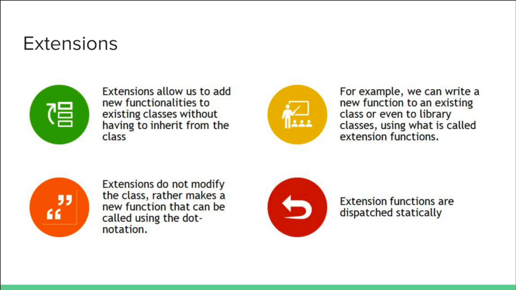For example, we can write a new function to an existing class or even to library classes using what is called extension functions. When we define an extension, we don't actually modify the class we extend, which means that the new members are not inserted into the class itself. Rather, we just make new functions that become callable using the dot notation on variables of this type. A very important note is that extension functions are dispatched statically. This means that the extension function being executed depends on the type of the expression on which the function is invoked, not the type of the result of evaluating that expression at runtime.